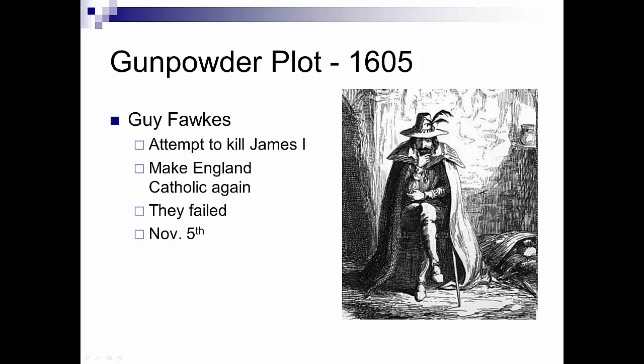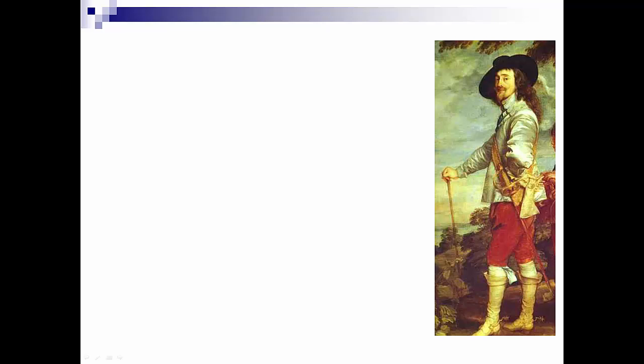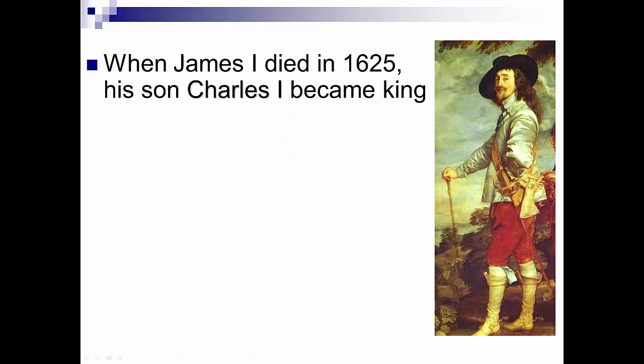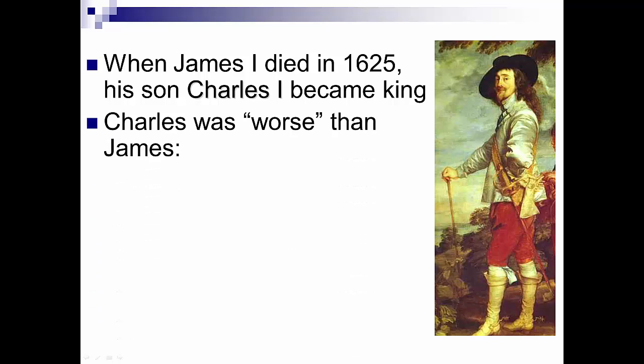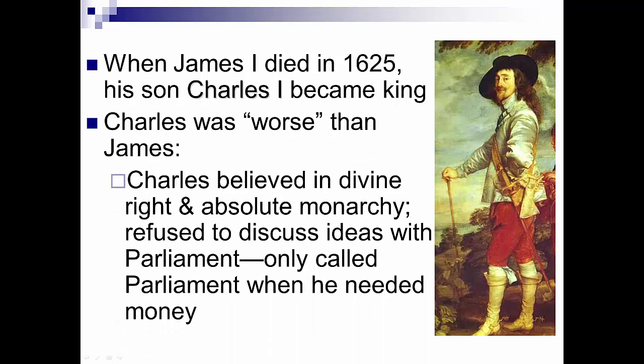So when James died in 1625, his son Charles I became king. Charles was, quote-unquote, worse than James. He believed in divine right monarchy. He refused to discuss ideas with Parliament. He only called Parliament when he needed money.